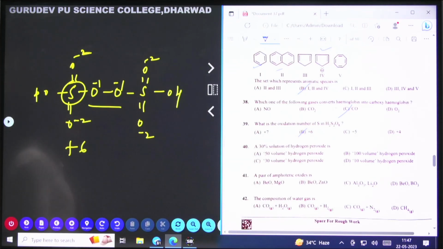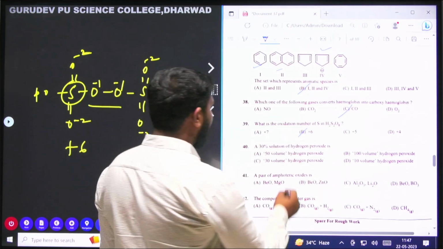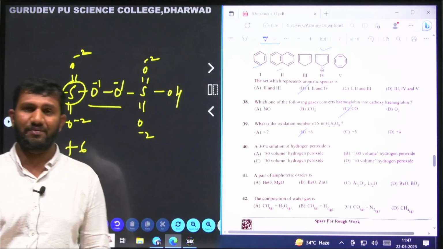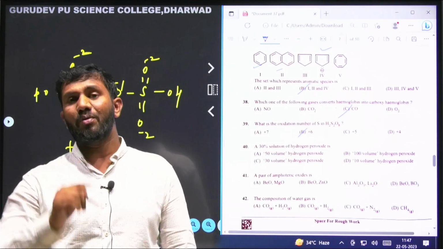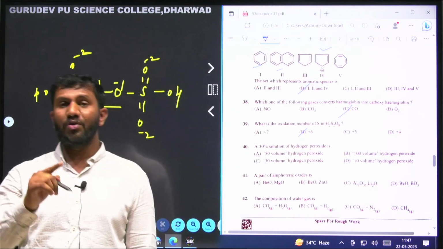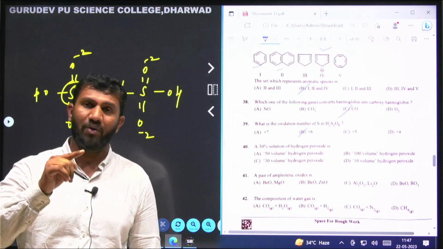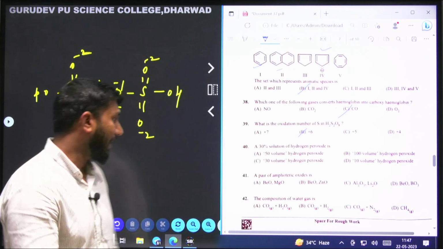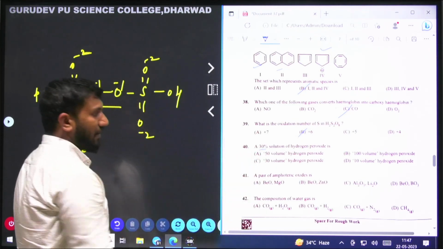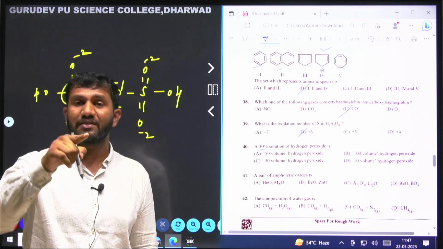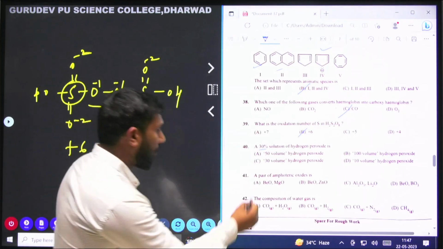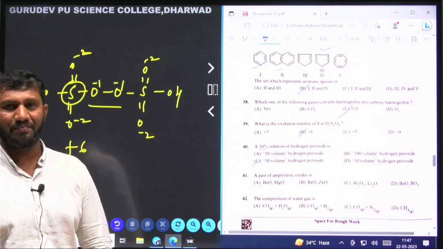Next, I will move on to question number 40. A 30% solution of hydrogen peroxide is. We know the volume by volume percentage formula: volume by volume percentage is equal to the volume of solute present in the total volume of solution, times 100. That's why a 30% solution means 30 ml of solute present in 100 ml of solution. So our answer is option C.